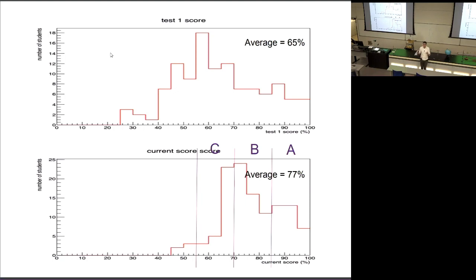Okay, I'm going to get started. I wanted just to begin with some remarks about test one. So the scores are posted. Make sure you can see your score is posted.